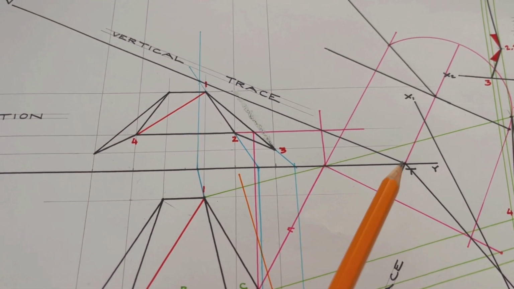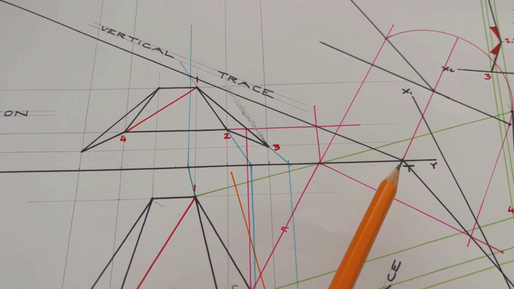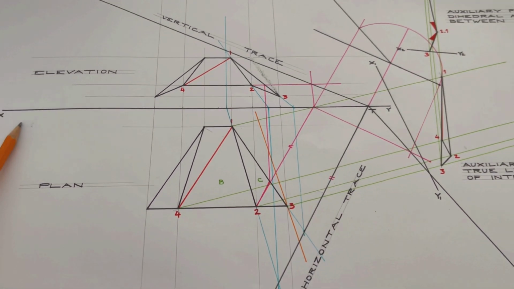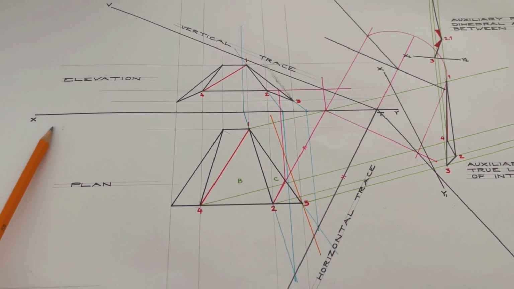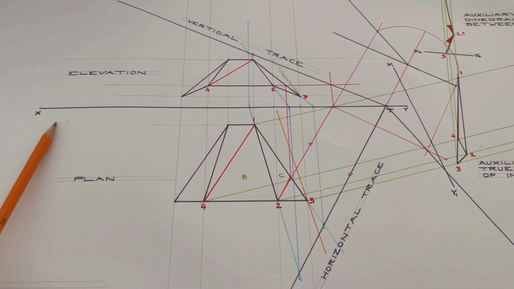Both traces have to meet at the XY line, so from here where the horizontal trace intersects, draw a line through there, there's the vertical trace. So there's the horizontal and vertical trace found. That completes part C.